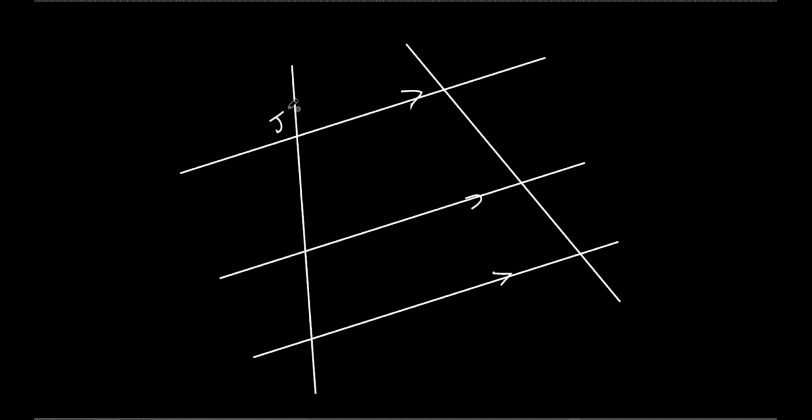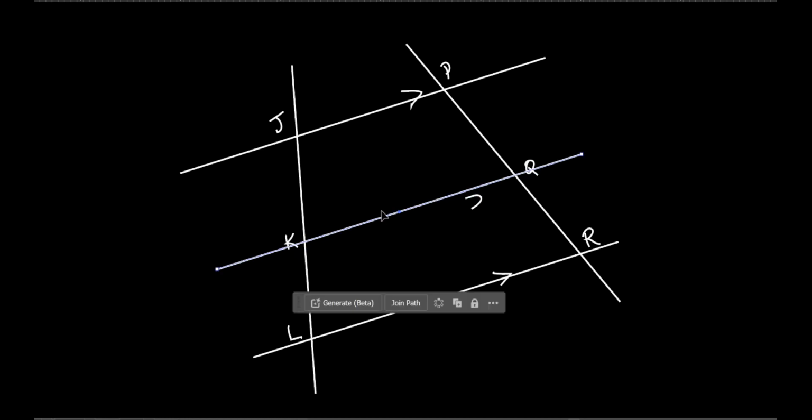Let's put some letters in here. Put J, K, and L. And this is P, Q, and R. All right? Now, here's what the theorem says. Actually, let me make this look a little bit better. I'm trying to split this, okay? All right, that's good enough.